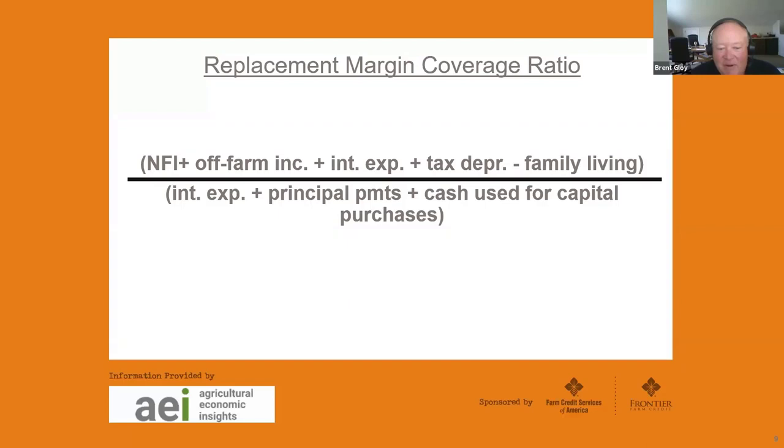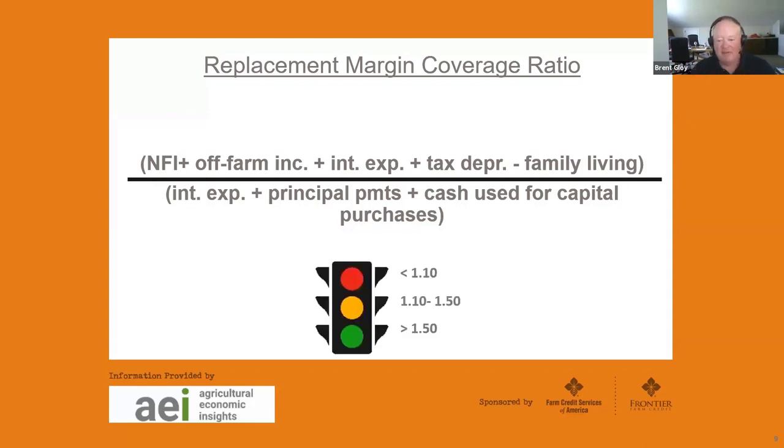And then the bottom is the interest expenses, the principal debt service that we have, and the cash that we had used for capital purchases already. So those are cash outflows. And so you're basically just taking the ratio of your in to the out. And we want that number to be bigger than 1. And kind of a rough guide might be a red light, yellow light, green light thing as shown below, where, if they're right around 1, what does that mean?